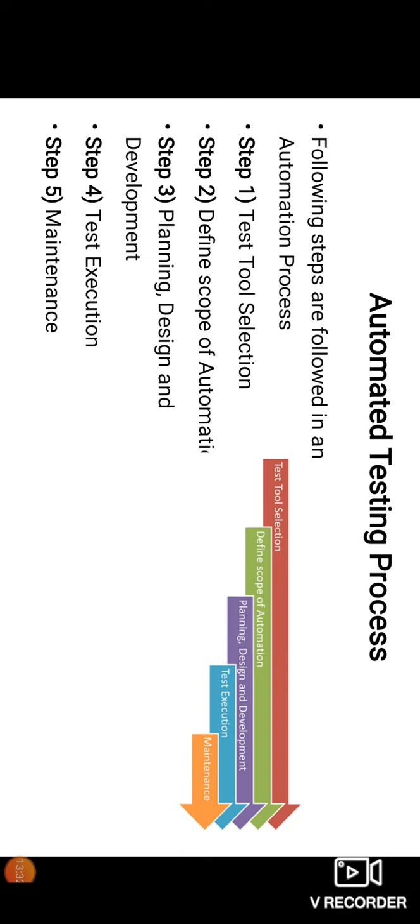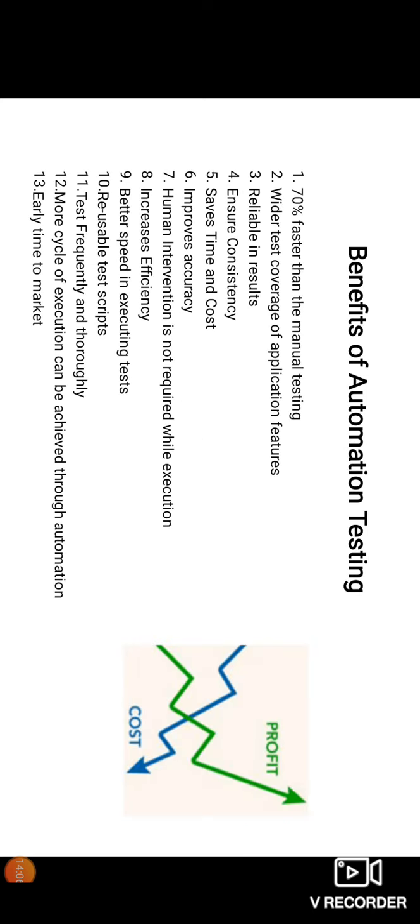Then I got to plan, design and develop test cases. I got to do the test execution and I got to maintain test cases. Okay, I got to shift the test cases accordingly to suit my code. So these are different steps in the automated testing process. The test tool selection, scope of automation, where exactly the automated test cases can be used, which portion of the code should be tested manually, that I can decide. Then I got to plan and develop test cases for automated testing. I got to do the automated testing and maintenance.